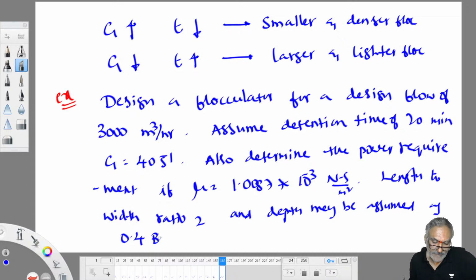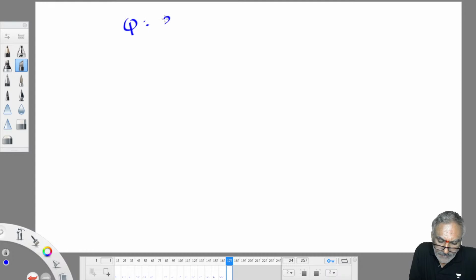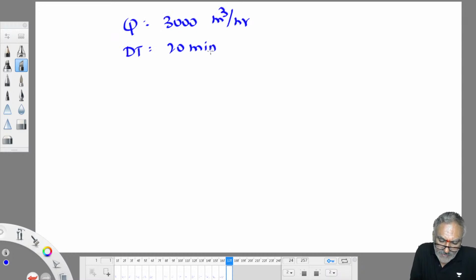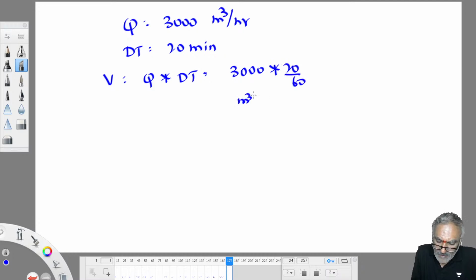Let us try this question. So what is given is Q is given, 3000 meter cube per hour. Detention time is given as 20 minutes, right? So from this what you can find out? Volume of flocculator, Q into detention time, 3000 meter cube per hour. Convert minutes into hours. So hour gets cancelled, left with meter cube. So how much is it? 1000 meter cube, right?